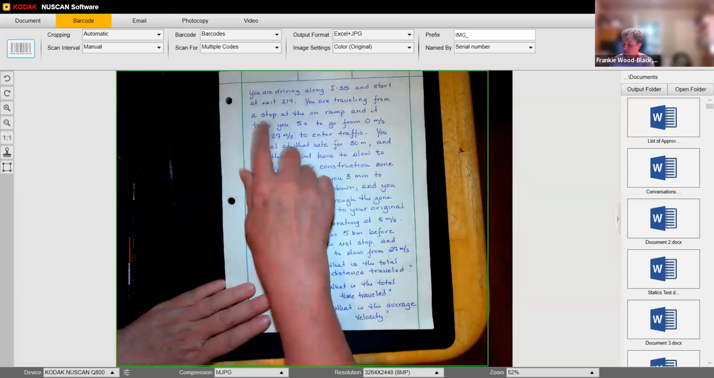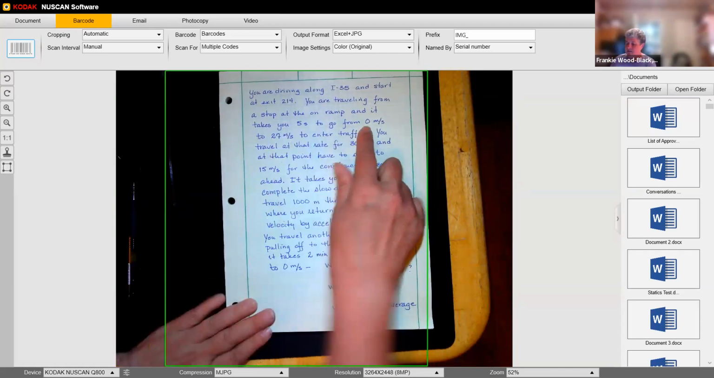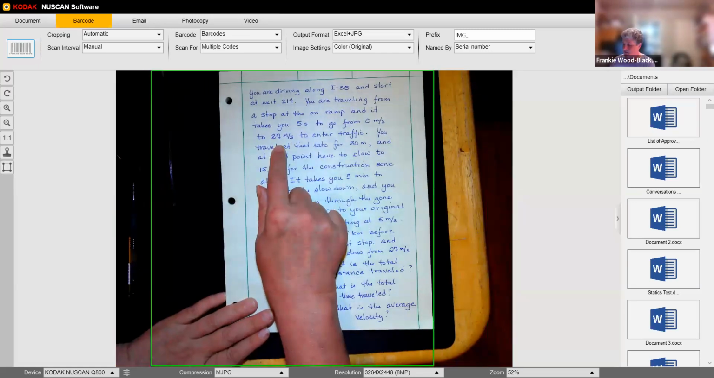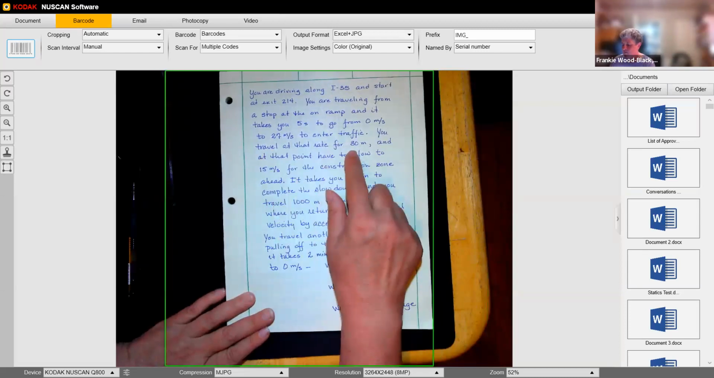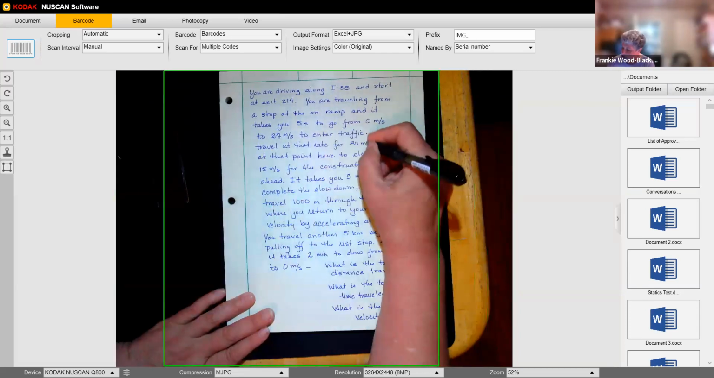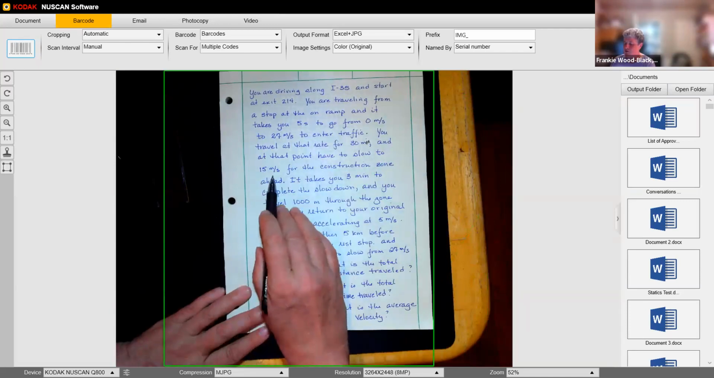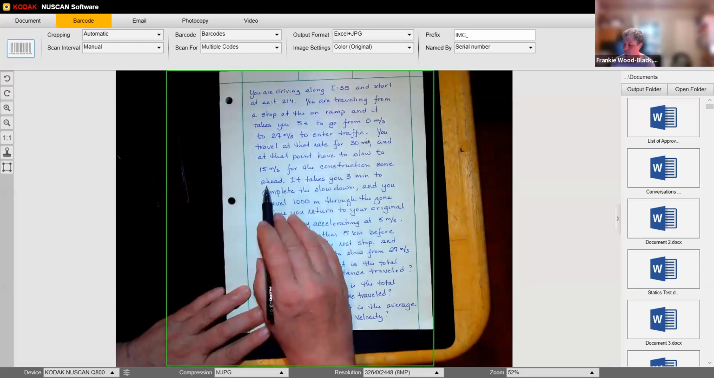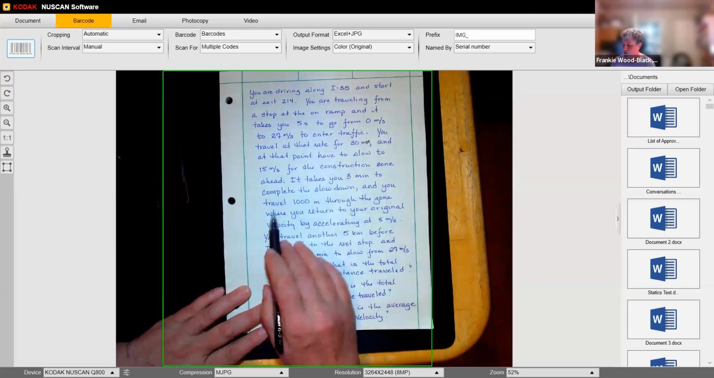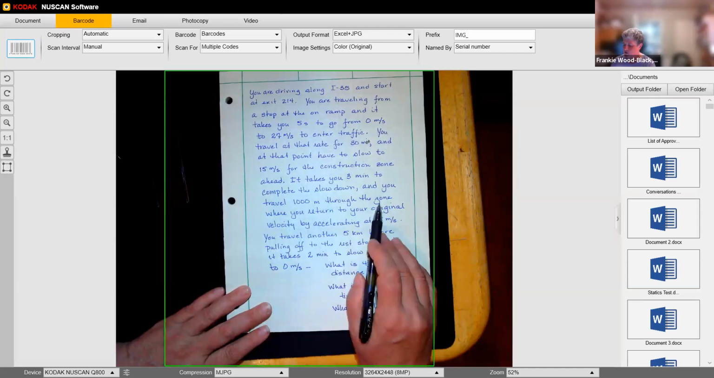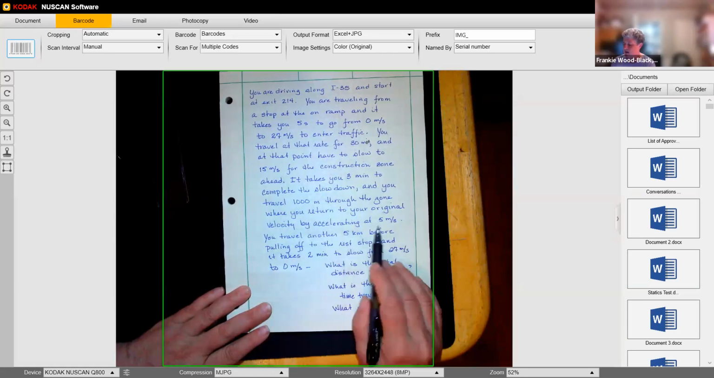And we're traveling from a stop on the ramp, and it takes us 5 seconds to go from 0 meters per second to 27 meters per second to enter the traffic. We're going to travel at that rate for 30 minutes. I'm going to make sure that we have that as minutes. And at that point, we have to slow down to 15 meters per second for a construction zone. And it takes us 3 minutes to complete the slowdown. And then we travel 1,000 meters through the construction zone, where we return to our original velocity by accelerating at 5 meters per second.